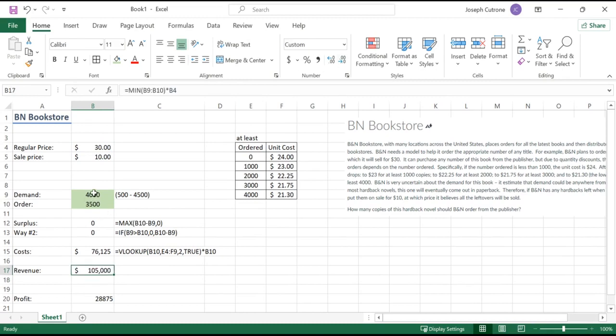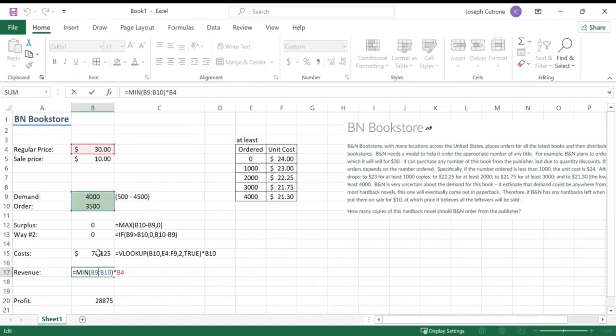Here, if my demand is bigger, I have no surplus, being able to sell 3,500, that's going to be at a price of $21.75. And the revenue here is going to be the minimum of these two, which is working, the order times the regular price.